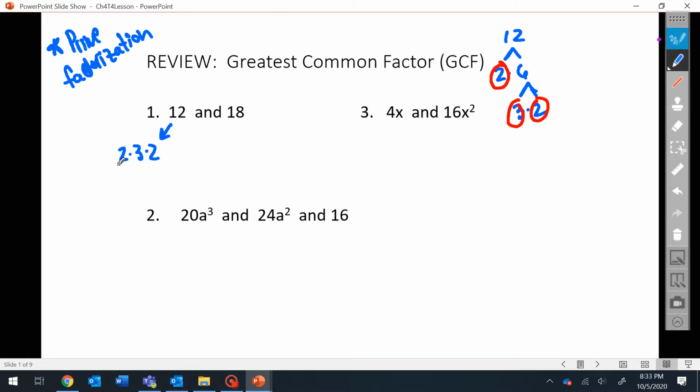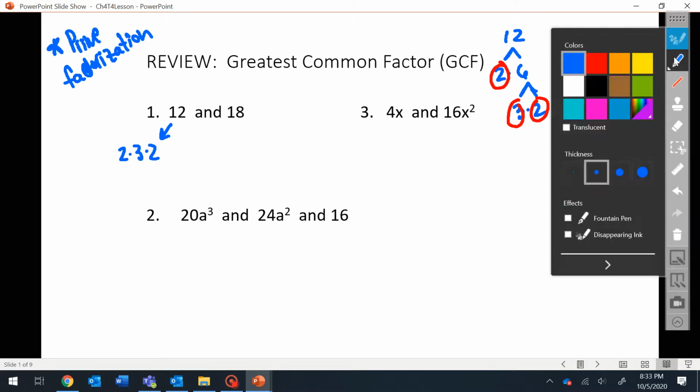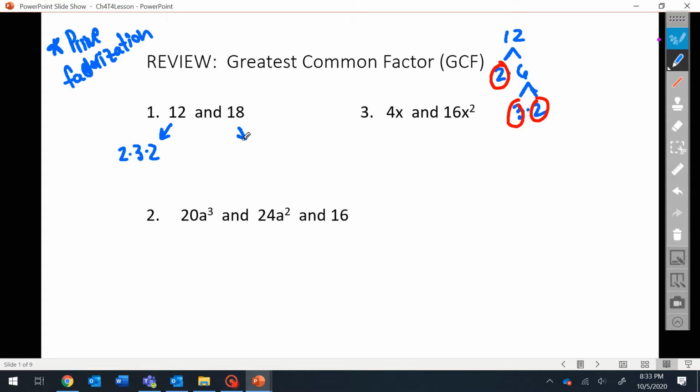And you can check that. 2 times 3 is 6, times 2 is 12. So these three numbers multiply to give us 12. We want to do the same thing with 18. We want to do the prime factorization. So I'm going to do a factor tree. So 18 breaks down into 9 times 2.